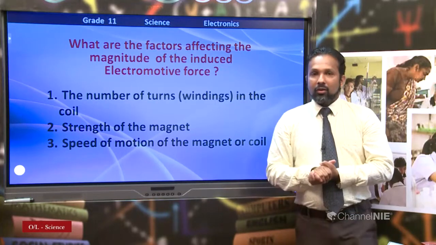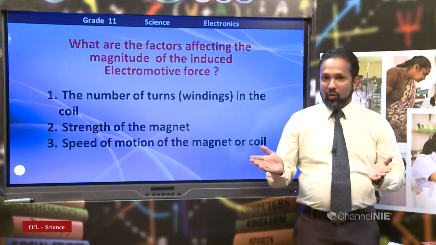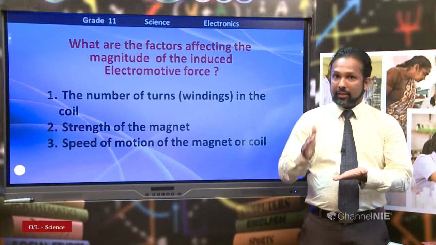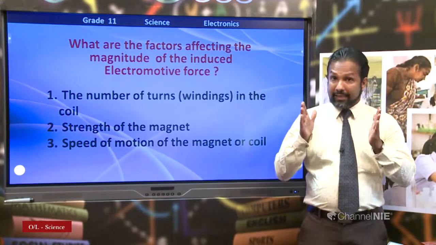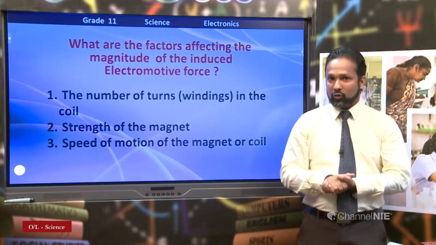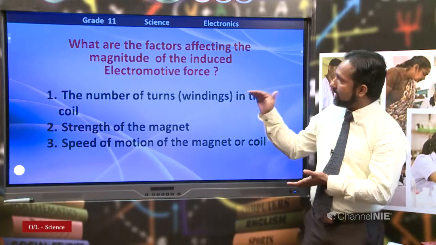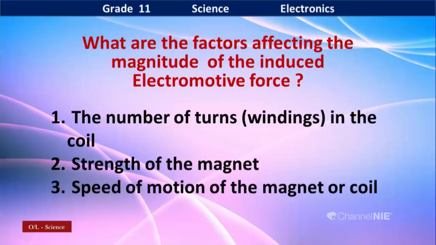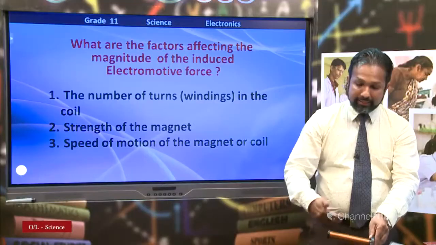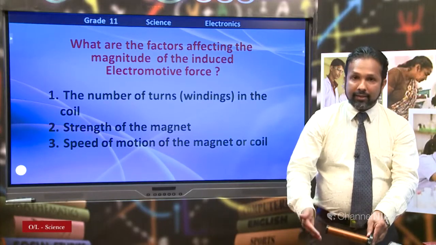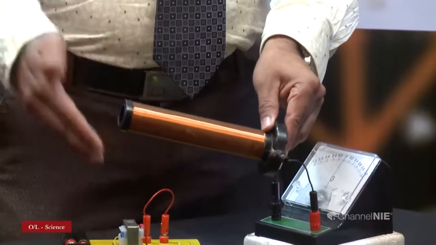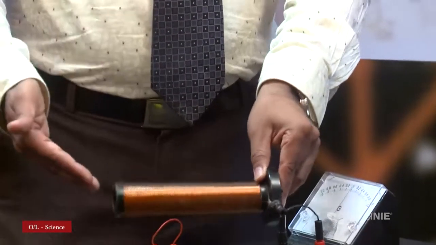Right. My dear children, do you know what are the factors that affect the intensity of induced electromotive force or induced current? These are the factors. First one, the number of turns or windings in the coil. That means when the number of turns in the coil increases, the induced electromotive force also increases.